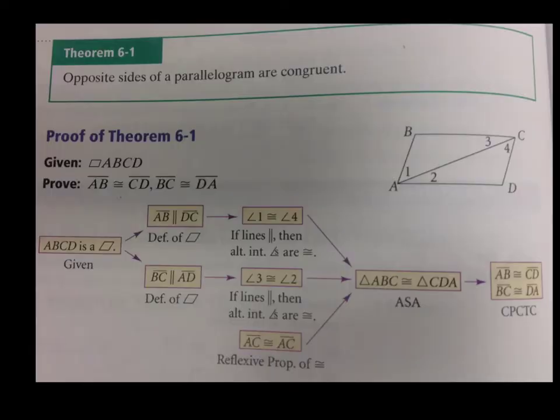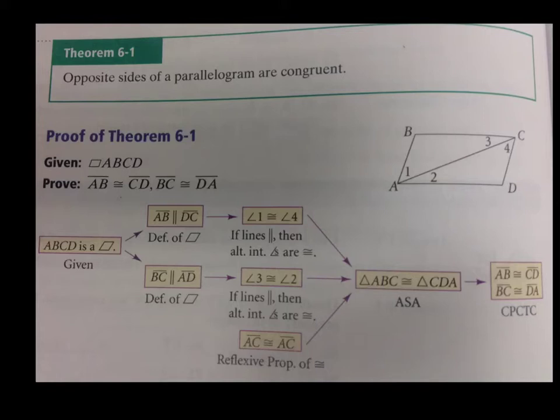Our first theorem in Chapter 6 tells us that opposite sides of a parallelogram are congruent, and then they give us a flow proof to try to decide if that is correct. Let's see if that is true. Alright, how do they do it?